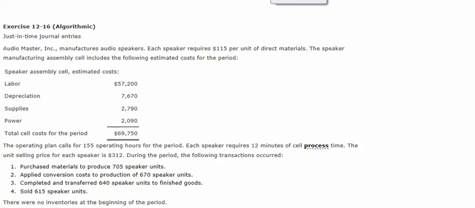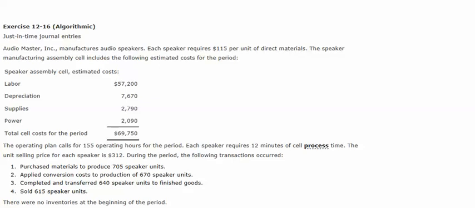This is exercise number 5 from chapter 12. I'm going to work on this question as, again, journal entries associated with JIT. Audio master manufactures audio speakers. Each speaker requires $115 per unit of direct materials. The speaker manufacturer assembly cell includes the following estimated costs for the period.